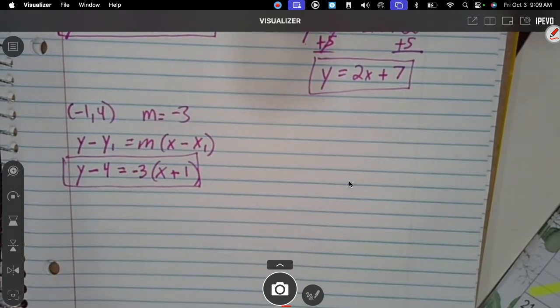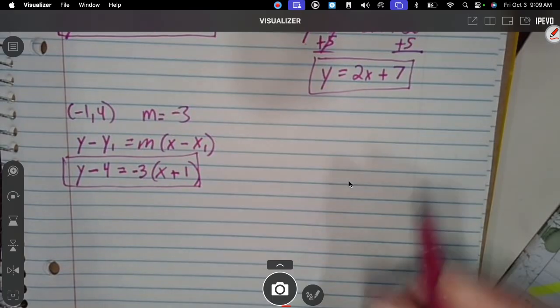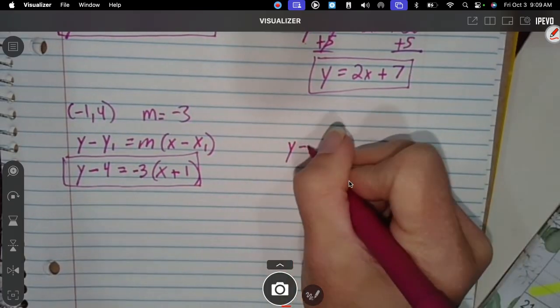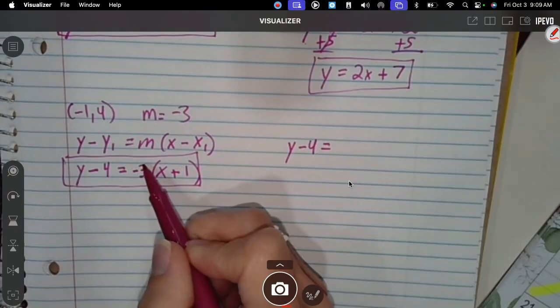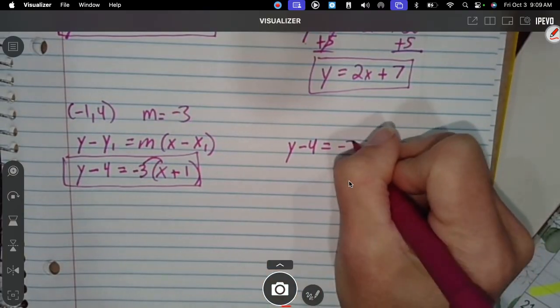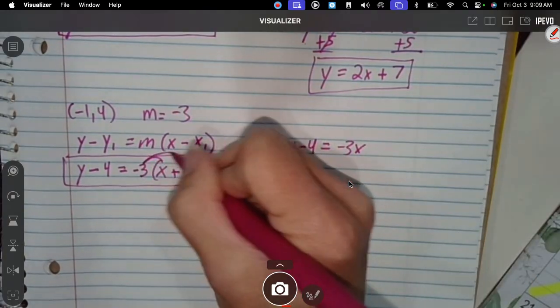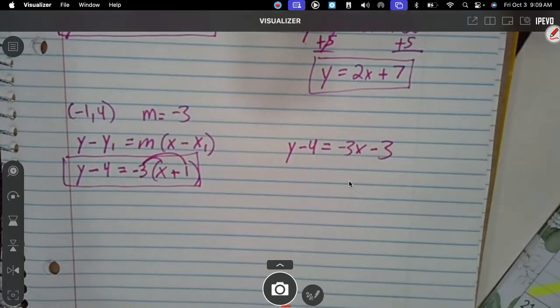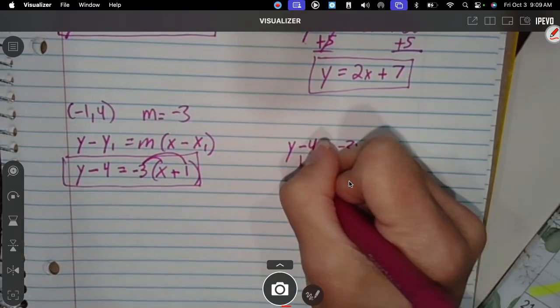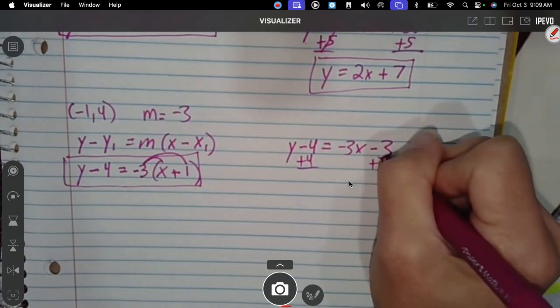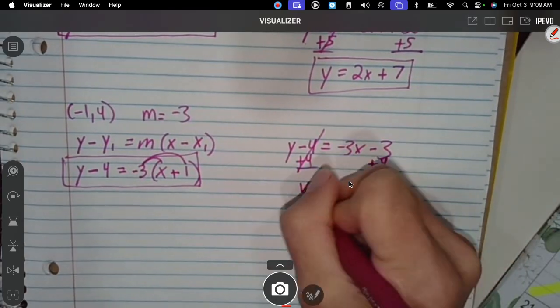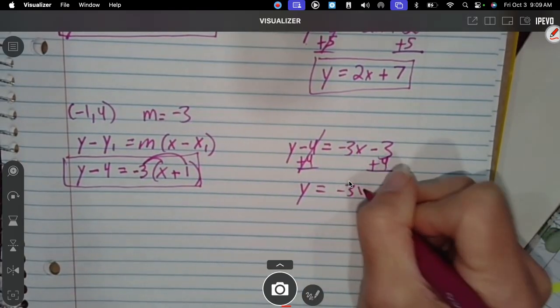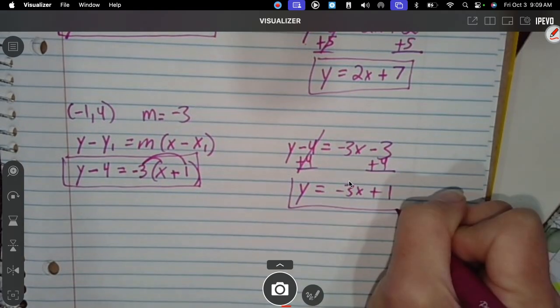So you would do what with the -3? So you would have y minus 4 equals, that's -3 times x. And then what's -3 times 1? -3. All right, almost done. Y is almost by itself. So what would I do now? Add 4. So y equals -3x plus 1.